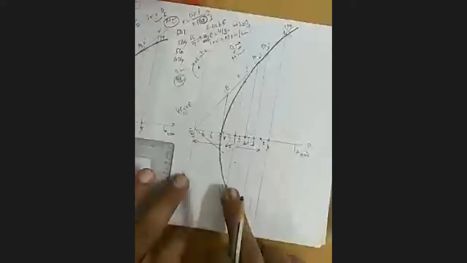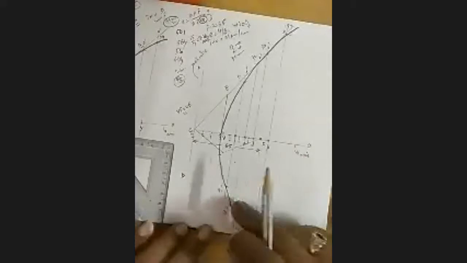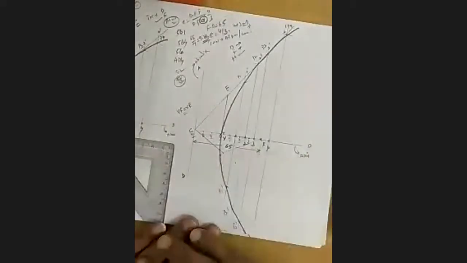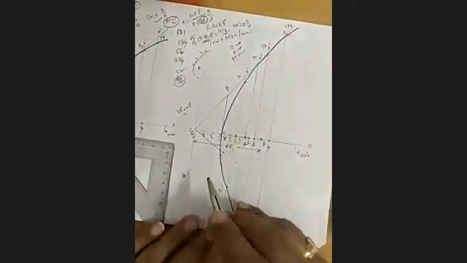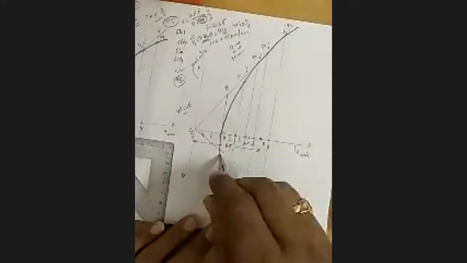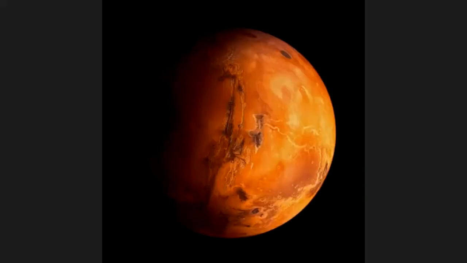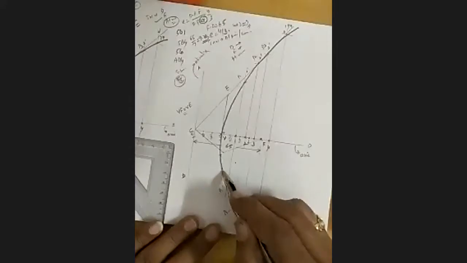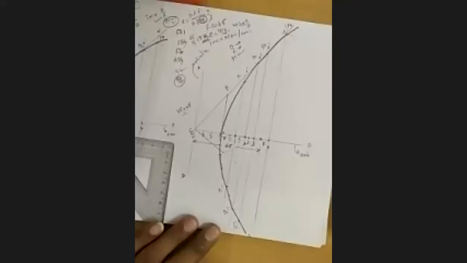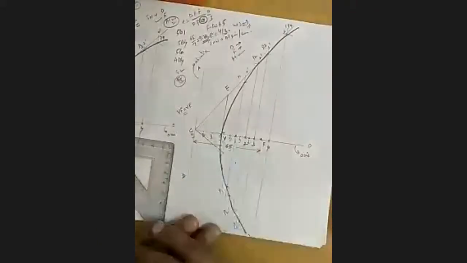Directrix means you have to measure the distance from the directrix. Focus means you have to measure from the focus. At any point, as you wish. Tell me whether you want here, here, or here, wherever you want, I will draw. Tell me 1 point, 2 point. Sir, 3. Can we draw at the vertex? No, you cannot draw. It should be on the curve. Why do you want to draw at the vertex?